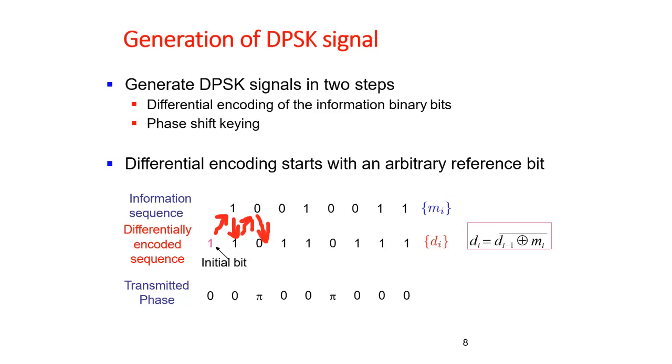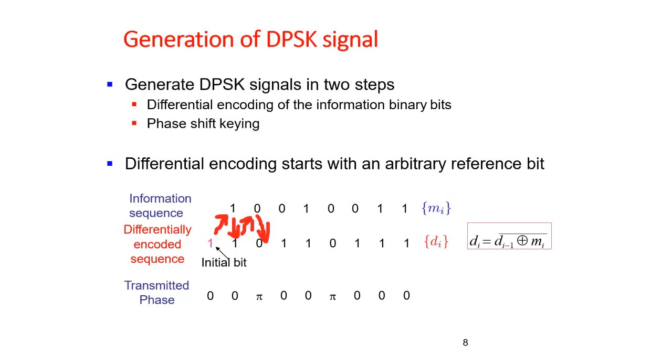So 0 XNOR with 0, it is 1. Then 1 XNOR with 1 is 1. Then 1 XNOR with 0 is 0. Then 0 XNOR with 0 is 1. Then 1 XNOR with 1 is 1. Then 1 XNOR with 1 is 1. So this is my differential encoded signal, DK. So DK is equal to the 1-bit delayed DK XNOR with the input sequence.